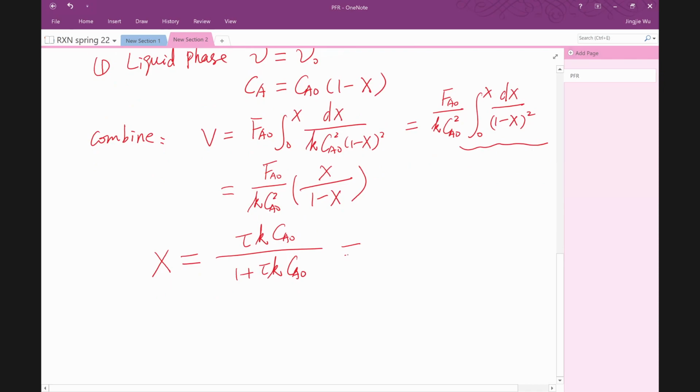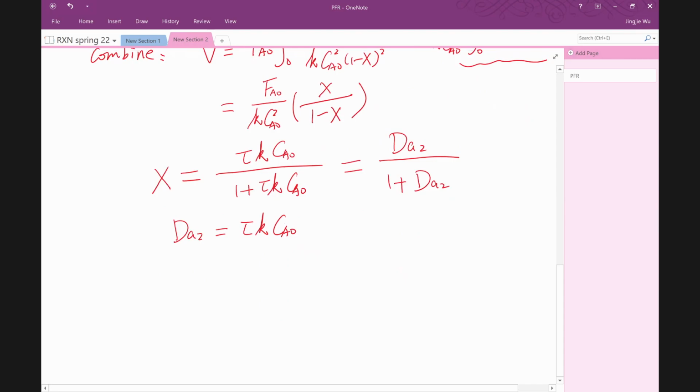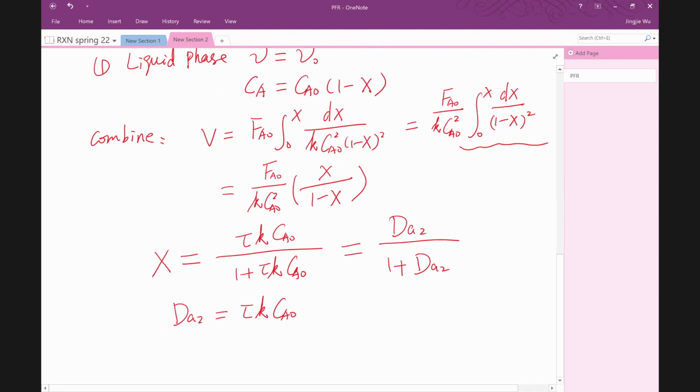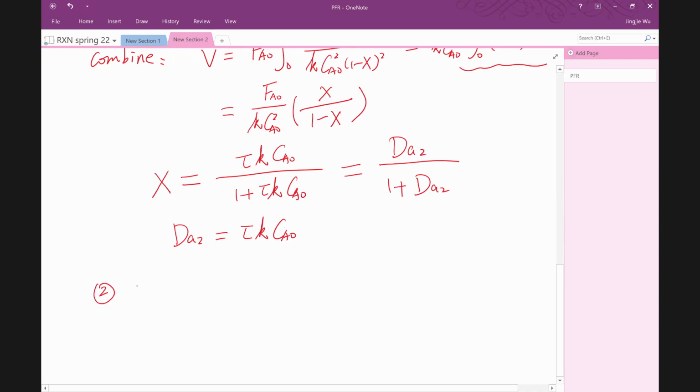Okay, that we already know. This is the parameter for the first order reaction. Two means second order. Here it's a dimensionless parameter. So this is for the liquid phase. It's pretty straightforward, right? How about the gas phase?